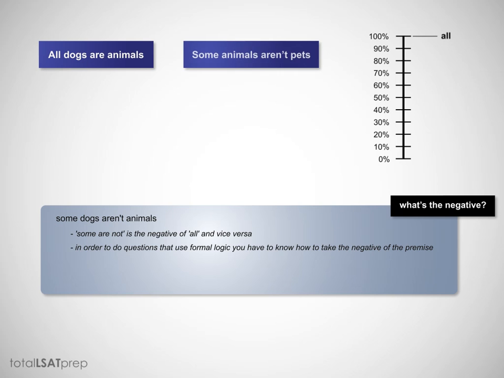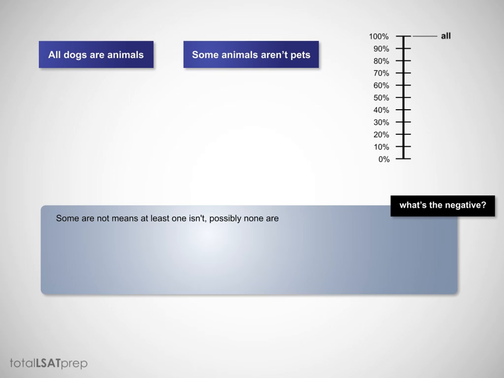So, let's take a look at this statement. It says, some animals aren't pets. Now, some are not means at least one isn't, and possibly none are. So there's at least one element in the first group that isn't part of the second group. That's what some are not means. Now this is different from the everyday meaning because it includes none. When we say some aren't in everyday conversation, we generally don't mean to include that it could also be that none aren't. But in the LSAT, it could also include none.